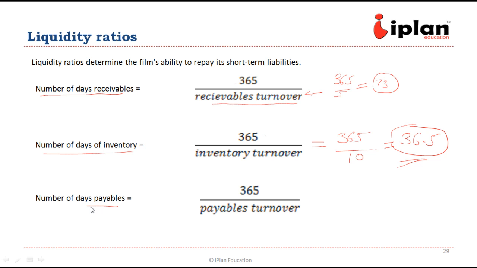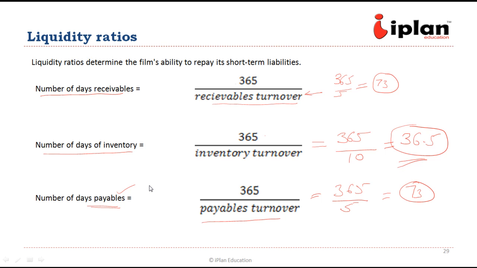Similarly, for the payables, it is again the reciprocal, 365 divided by payables turnover. So for example, if we are able to turn over the payables 5 times in a year, we need 73 days for payables.